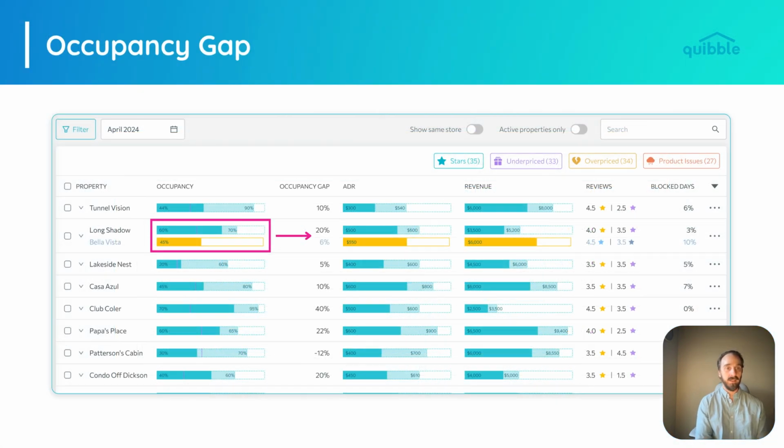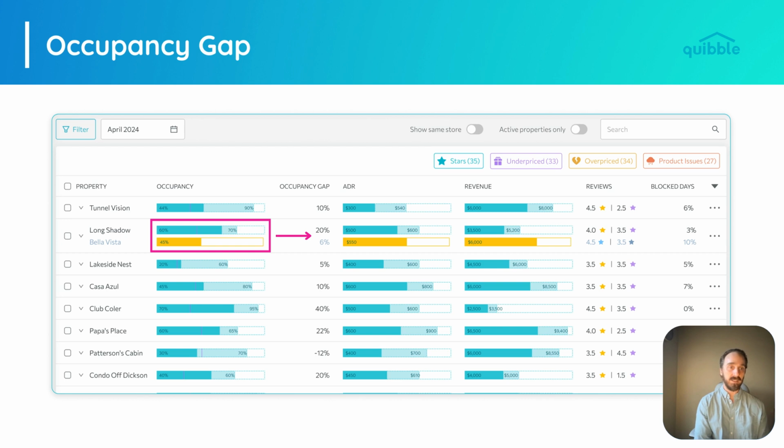Occupancy gap. There are 2 occupancy gaps that we measure performance by on the property page. The first gap is a comp against last year. This indicates how full you are compared to the same point in time last year. A negative gap means that you're trending behind last year's performance.